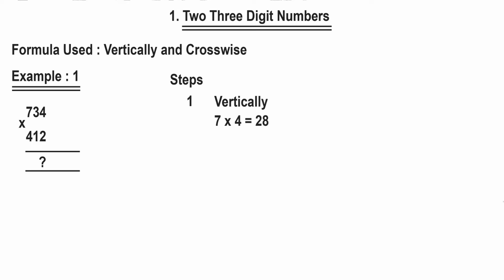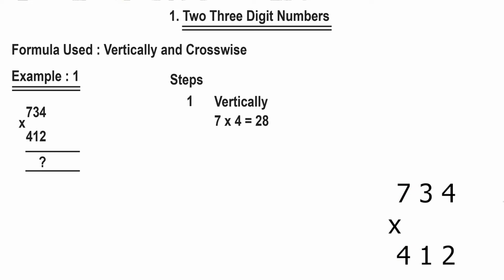Now, according to our formula, we begin with the leftmost digit of the number 734 and we start calculating from left to right on the multiplier, which is 412. So the first calculation would be 7 and 4. Since there is just one digit, it would be vertically. 7 multiplied by 4, which gives us 28.